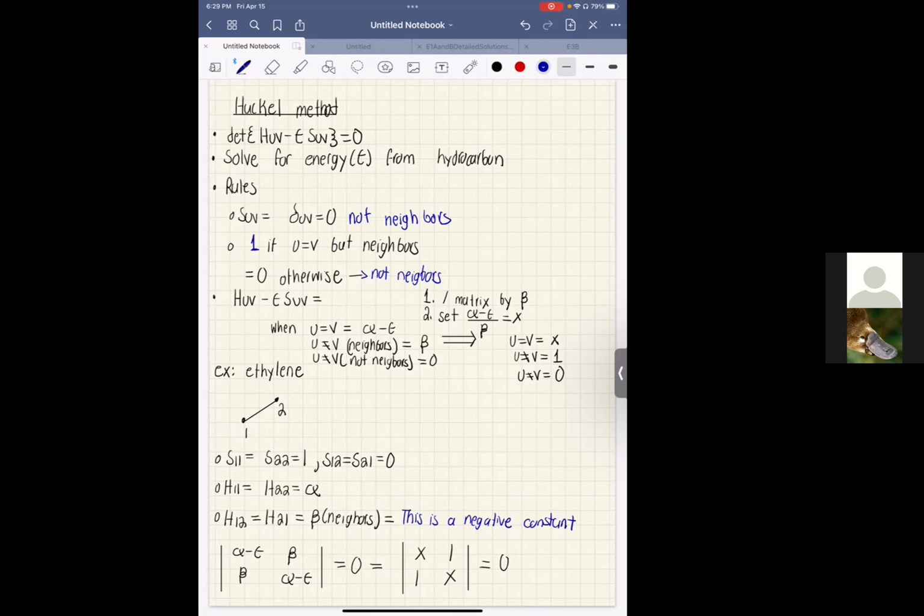All right, so we start from the beginning. S_UV is equal to 0 if S and U don't equal each other. If U and V are equal to each other, meaning we're talking about the same atom, then S_UV is equal to 1. And it's 0 otherwise, which is what I just said that made me confused.